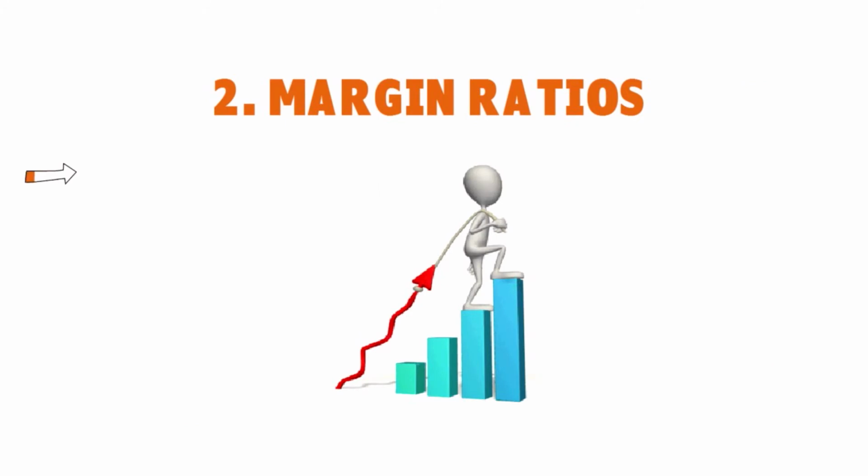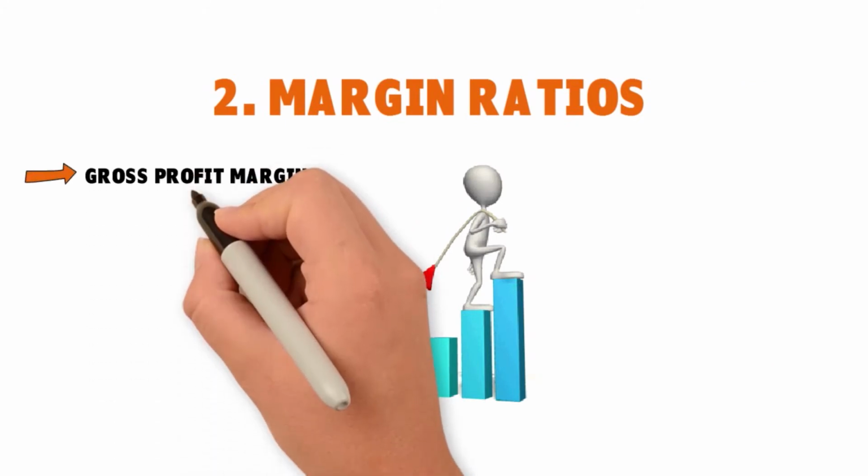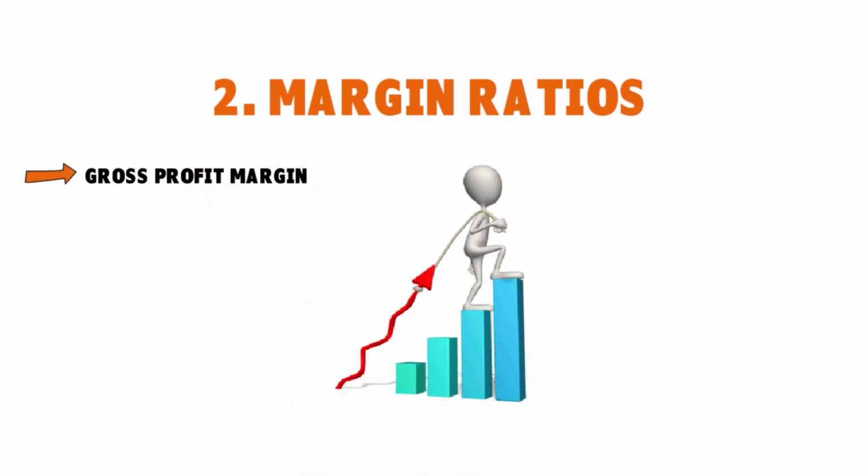So margin ratios, gross profit margin. This calculates the cost of goods sold as a percent of sales. Both numbers can be found on the income statement. This ratio looks at how well a company controls the cost of its inventory and the manufacturing of its products, and subsequently passes on the cost to its customers.